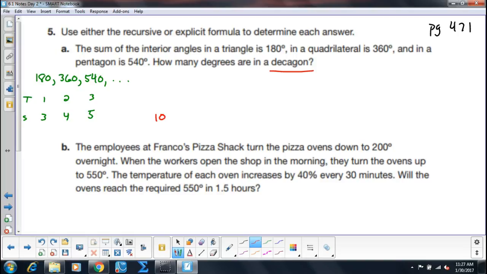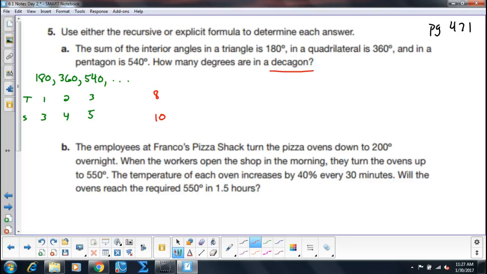Which would be not the 10th term, because those two aren't the same. You know what I mean? So it'd be the what? Somebody said it over there. 8th term. Okay? So we're looking for the 8th term in that sequence.